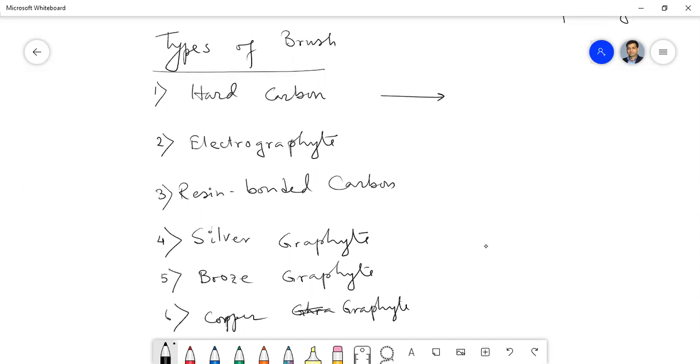Sir, is that the same resin we studied in chemistry, or something else? Yes, it is the same thing, but it is a compound, you can call it a compound. Okay, sir.